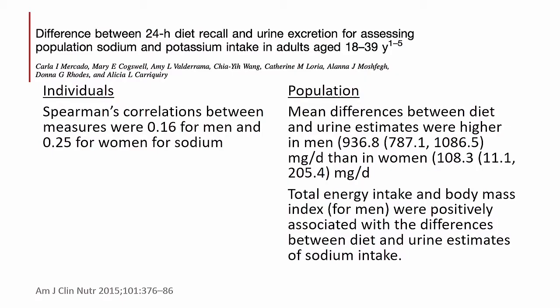But here's some data from one of the validation studies comparing 24-hour diet recall with 24-hour urine. You can see very low correlations here on the left when you're comparing individuals. And when we're comparing group means, you can see that diet and urine estimates differed by almost a gram in men and much lower in women. And again, particularly in men, the difference was larger in overweight and obese men.